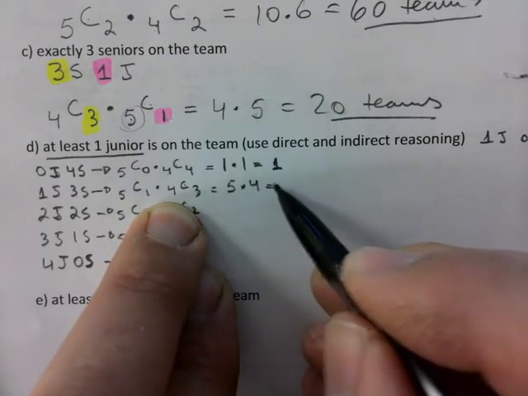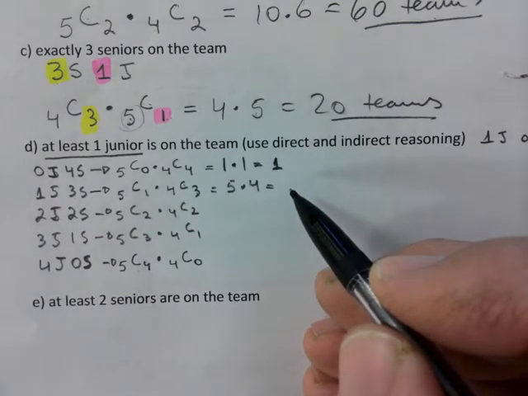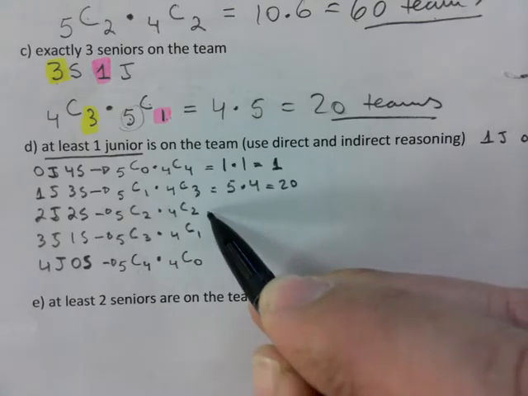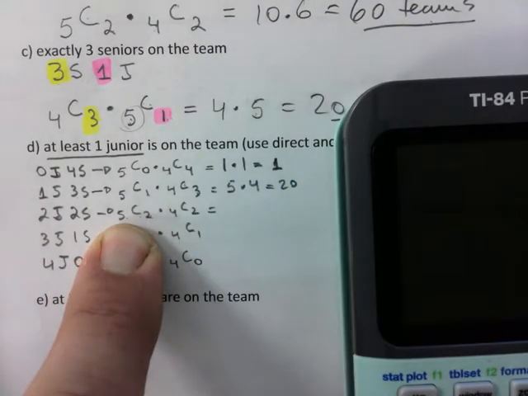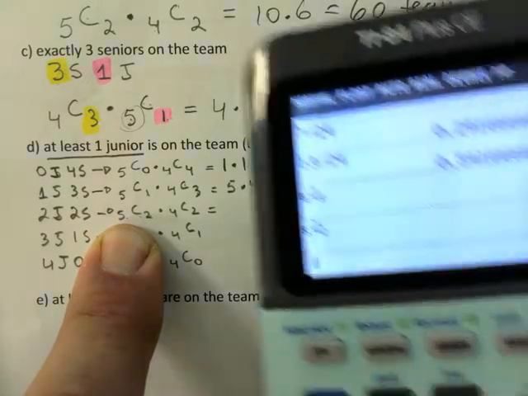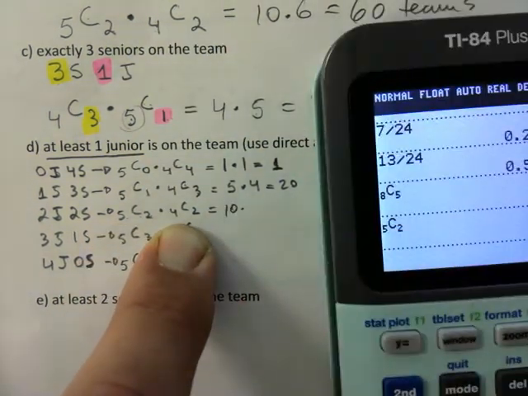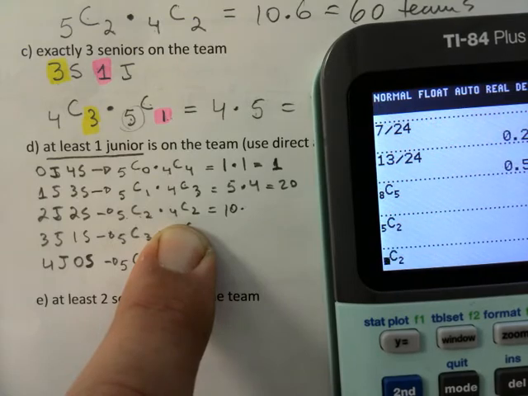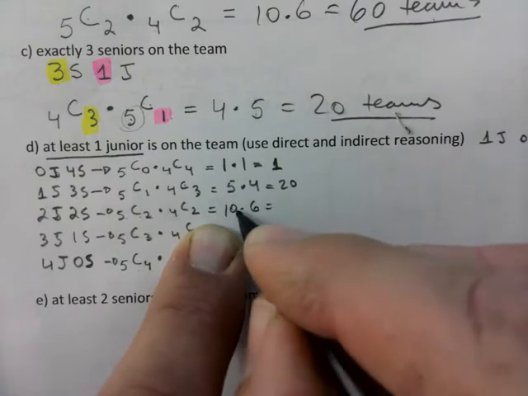Right now we're not focusing because I know you can just type it. So that's 20. 5 choose 2, I need help with that one. So grab your calculator. 5 choose 2 is 10. 4 choose 2 is an easy fix here, 6. So that's 10 times 6, which is 60.